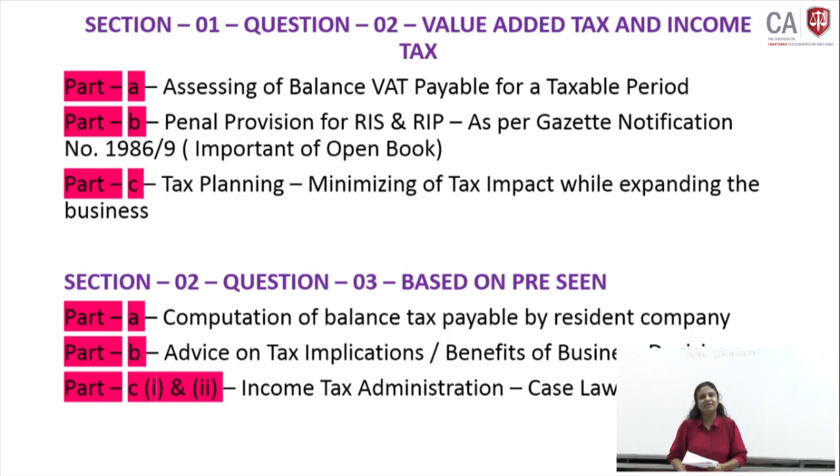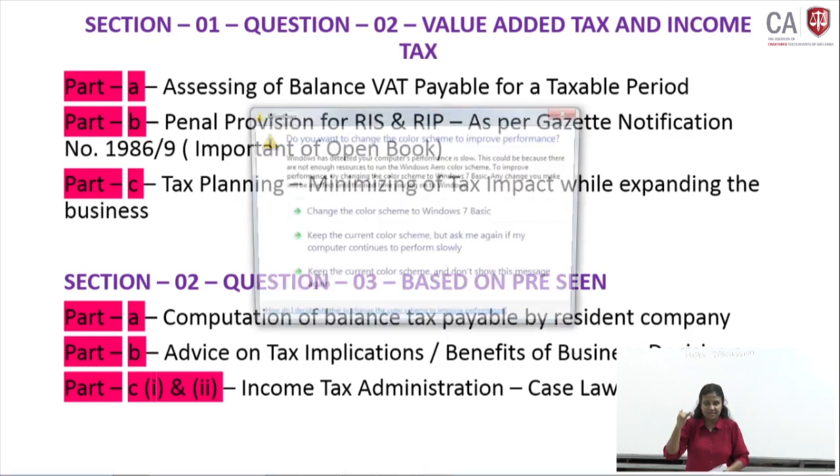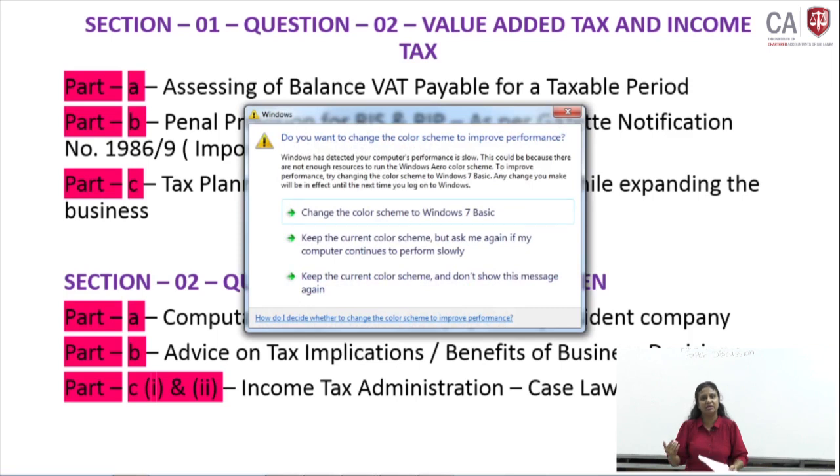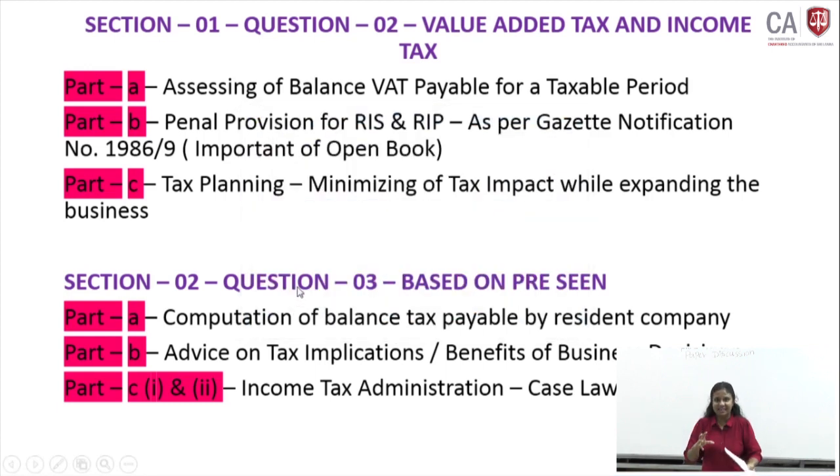It is one of the key things, the importance of the open book reference in your SL3 examination. If you have read the Gazette, there is a heading called penal provision, and that has been tested in your examination. That's for the 5 marks. It is the penal provisions for RIS and RIP as per the Gazette notification.